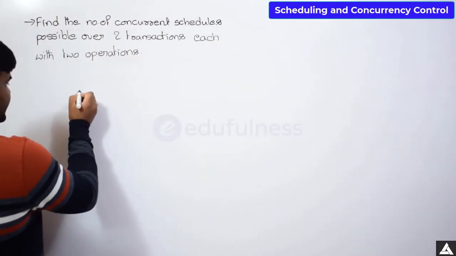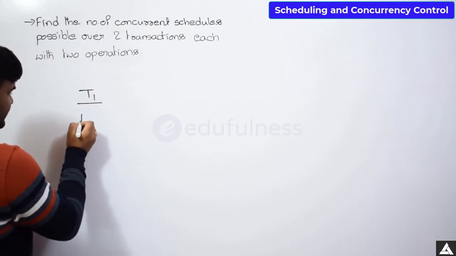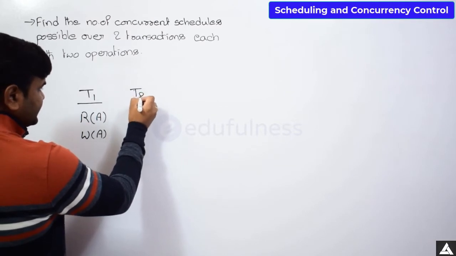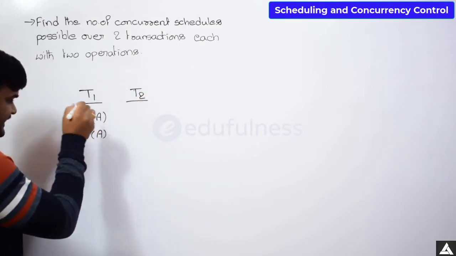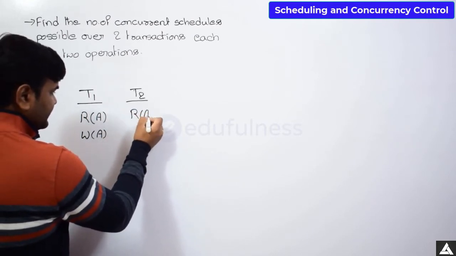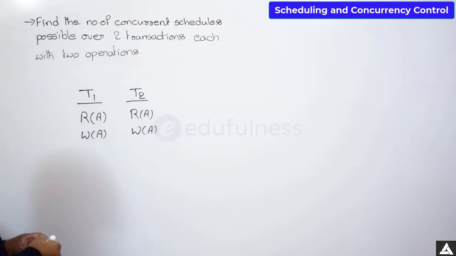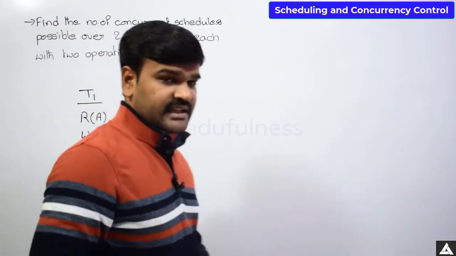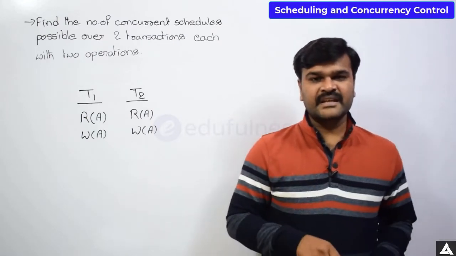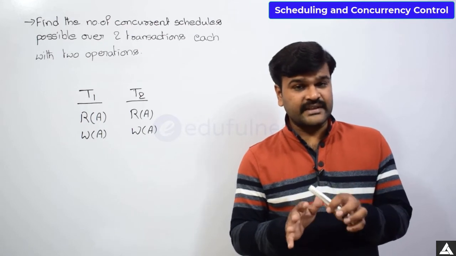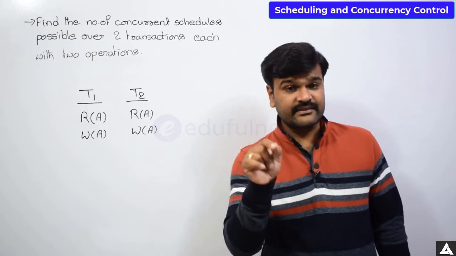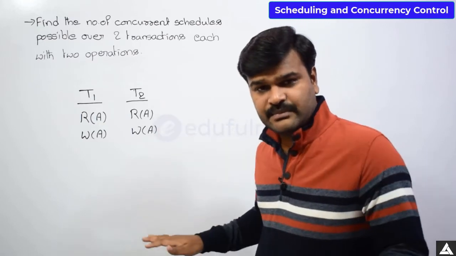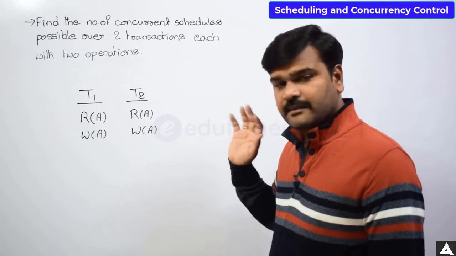For example, take a transaction T1 which has read A and write A. Let us take another transaction T2, which is different but uses the same item, so read A here also and write A. So we have two transactions, each with two operations. Ultimately we need only read and write operations. Whatever calculations happen in between do not matter, because ultimately what affects the database is either a read or a write operation. So we skip all calculations from now onwards and consider only read and write operations.